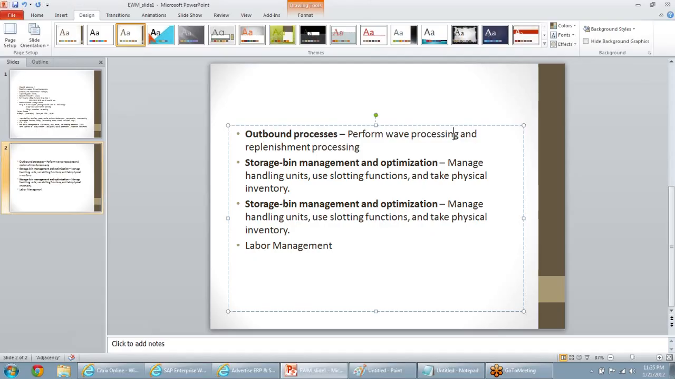Because on the outbound side, you all know that I get a customer order, I go for the picking, and then I send the goods. But what is wave processing? Picking by... You can do multiple picks at a time. Exactly, that's the perfect answer.